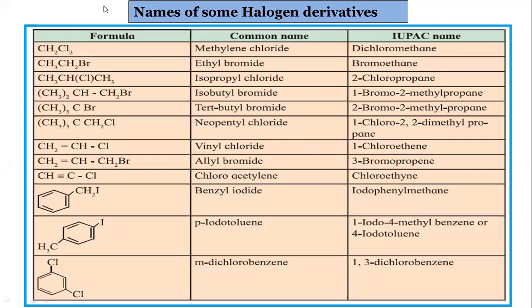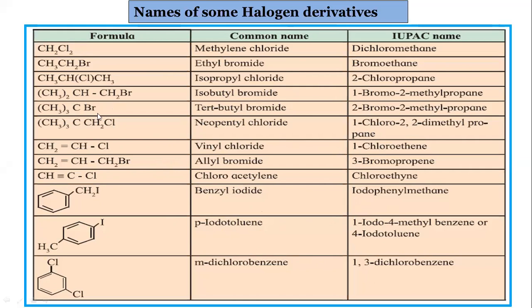These are some IUPAC names of some halogen derivatives. So I think you are familiar with this nomenclature system. Just I will take 1, 2 examples and I will proceed.